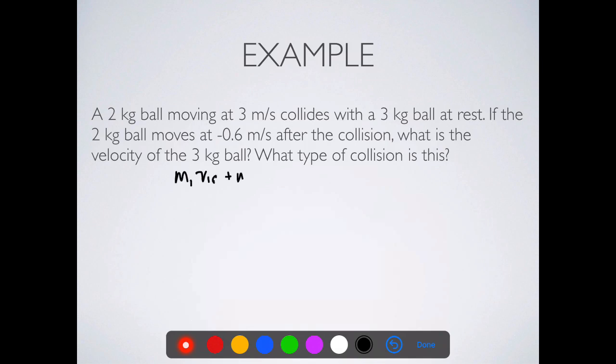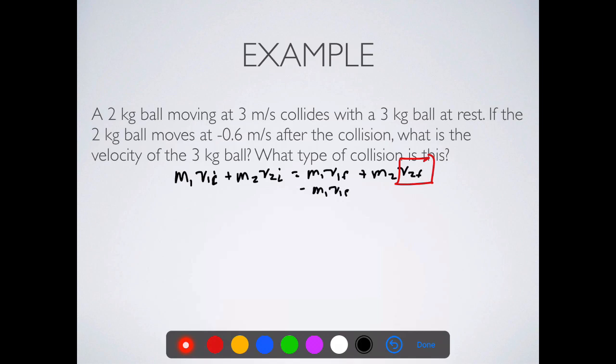M1, V1 final plus M2, V2 initial. Sorry, this was initial. Is equal to M1, V1 final plus M2, V2 final. Sorry about that, guys. That's what we're isolating. So let's rearrange this and solve.